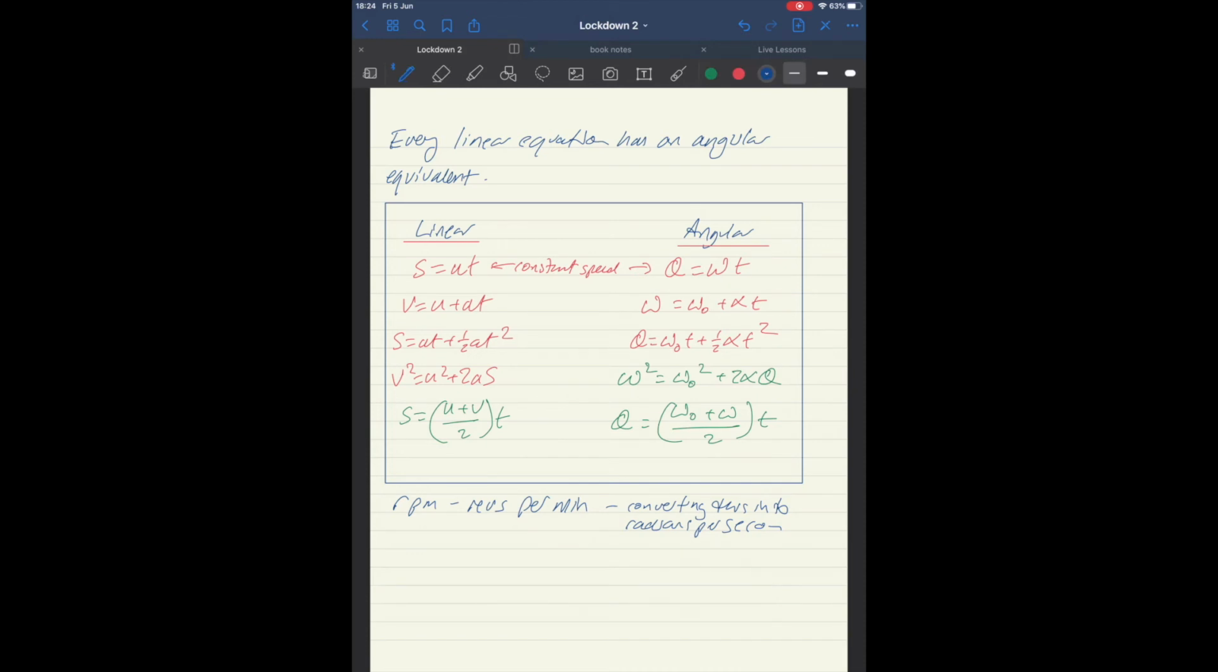So let's look at it. Example, 100 RPM. Let's say a car was idling at 100 revolutions per minute. That's nothing, but say it was. So 100 revs per minute.